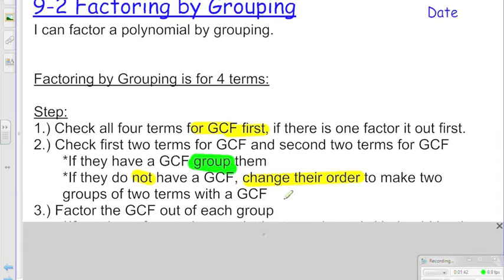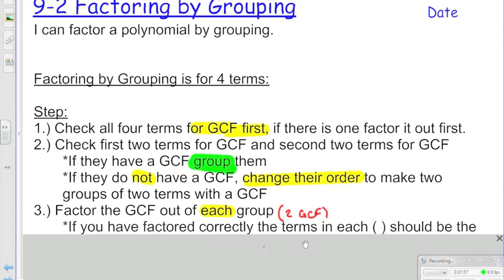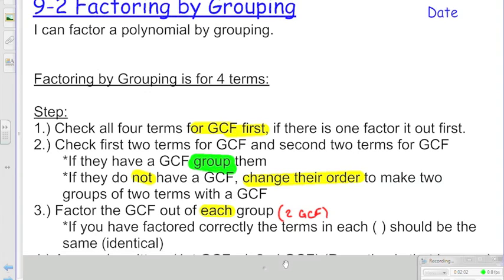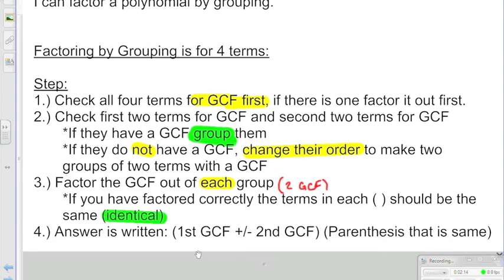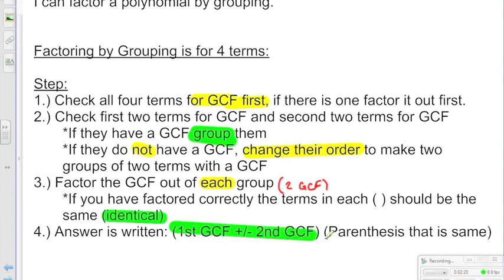Step 3, factor the GCF out of each group. That means there should be 2 GCFs. And then lastly, if we have factored correctly, the terms in each parenthesis should be identical. And then we write our answer with our GCFs in our first parenthesis, and in a second parenthesis, we have the one that's the same.